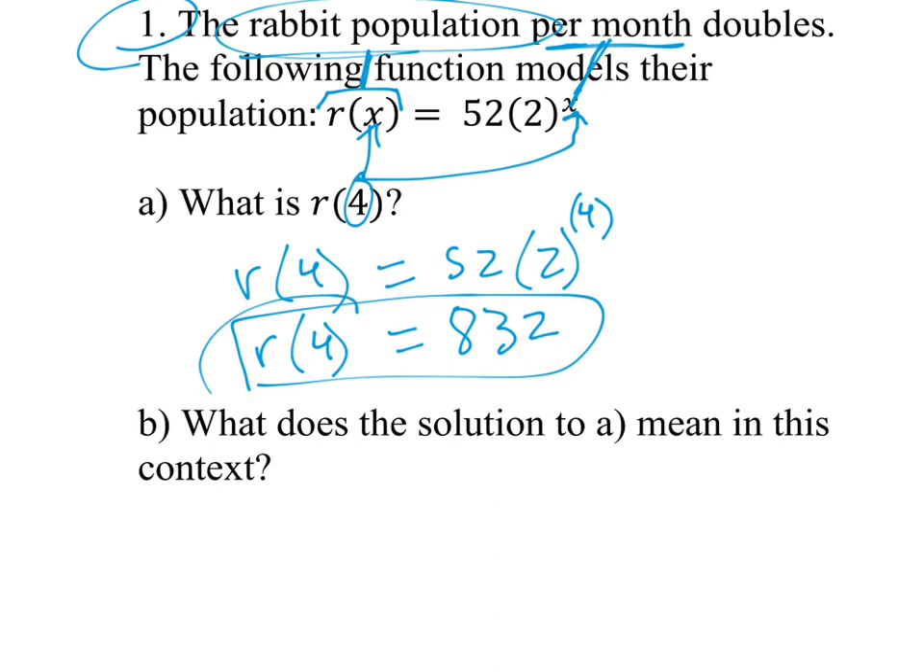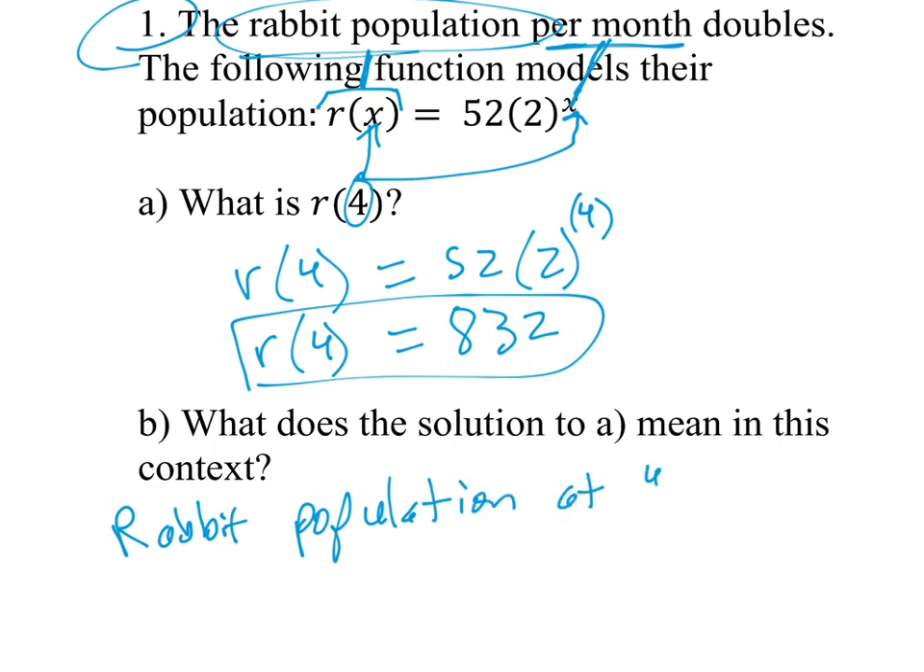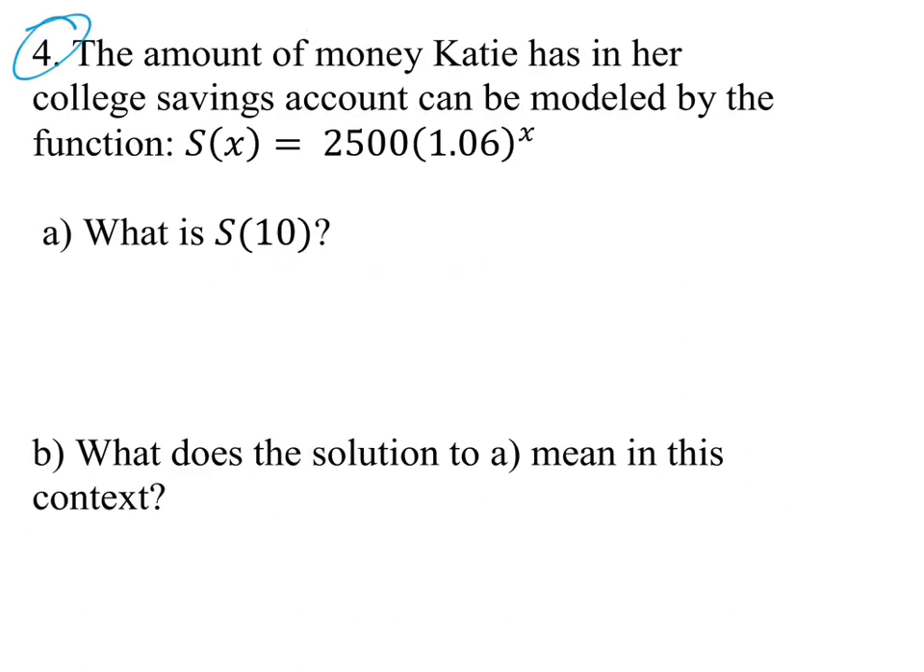And so this means the rabbit population is 832, and this part tells us that's after 4 months, because x is the number of months. And so that means the rabbit population at 4 months is 832. Booyah, there we go. Got it. 832. All right, next one.